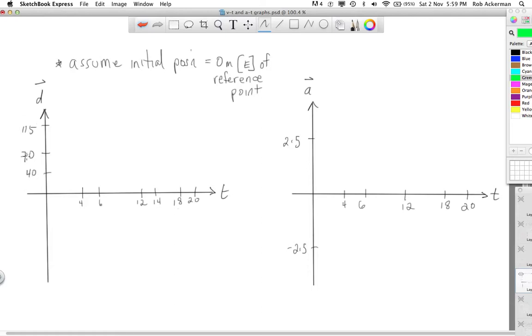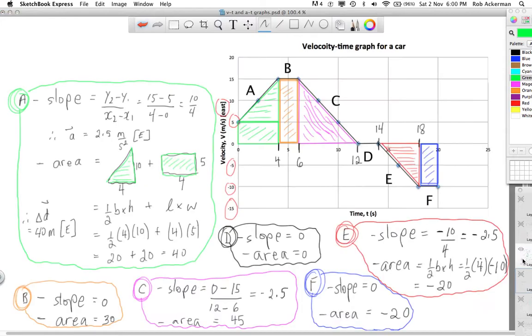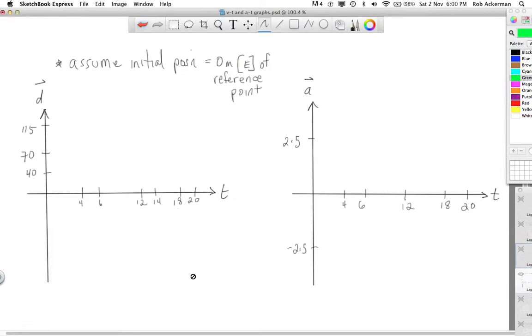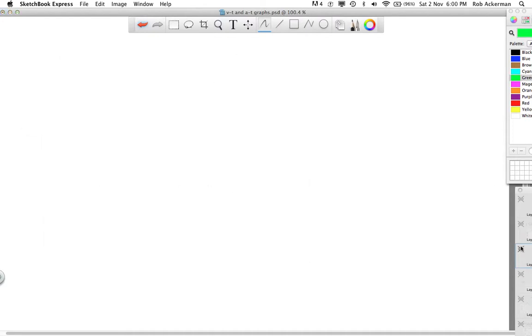You'll notice 40, 70, and 115. What are these? I don't remember seeing a 70 or a 115 in the area calculation. Let's look back here. I see a 40, I see a 30, I see a 45, a 0, a negative 20, and a negative 20. You might be wondering, why are the negative 20s not present in here? Why are there 70s and 115s plotted here? The answer is as follows.